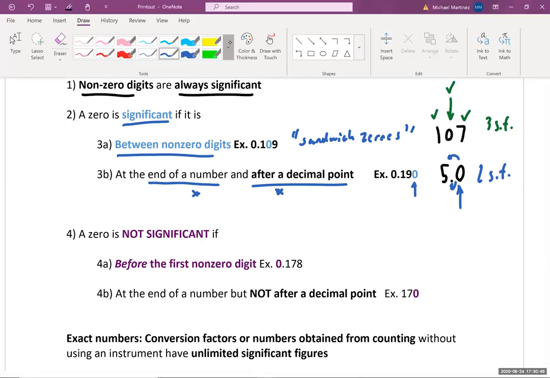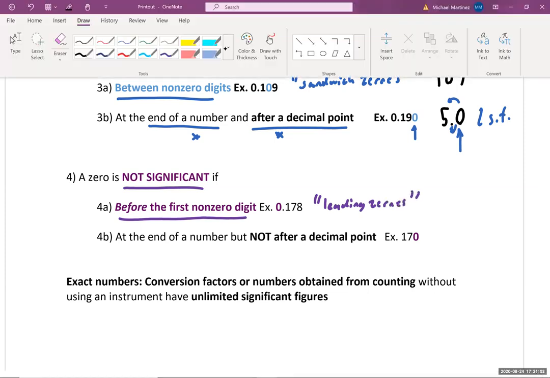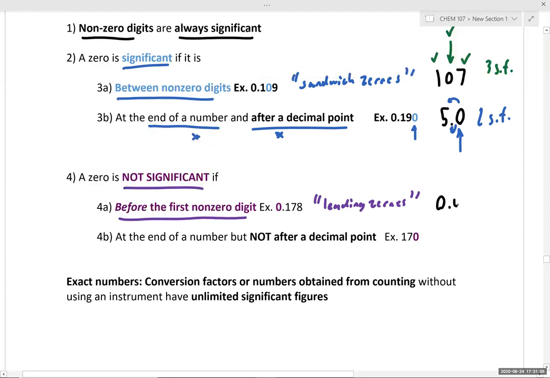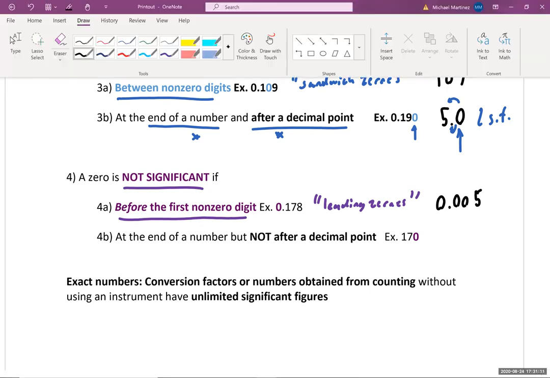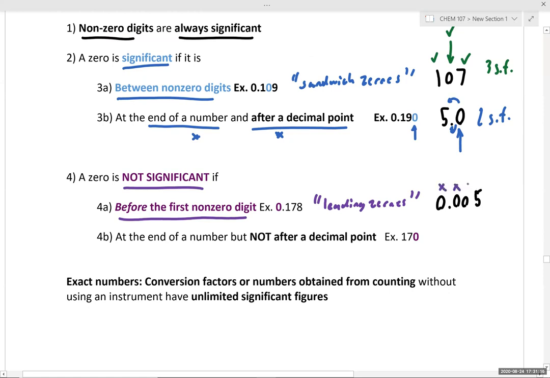A 0 is not significant if it is before the first non-zero digit. I like to call these leading zeros. So for example, if we have 0.005, these 3 zeros that are before our first non-zero digit are not significant. The only significant digit would be our 5. So this number would have 1 significant digit or 1 significant figure.